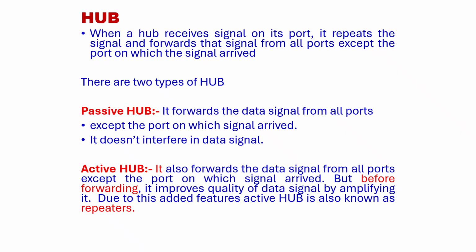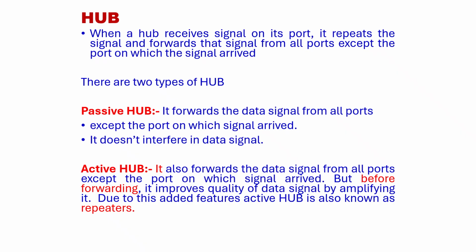Coming to the different types of hub, you can also classify the hub as either a passive or an active hub. So what do we mean by a passive hub? A passive hub will just forward the data signal from all the ports except the port on which the signal arrived. It doesn't interfere with the data signal.